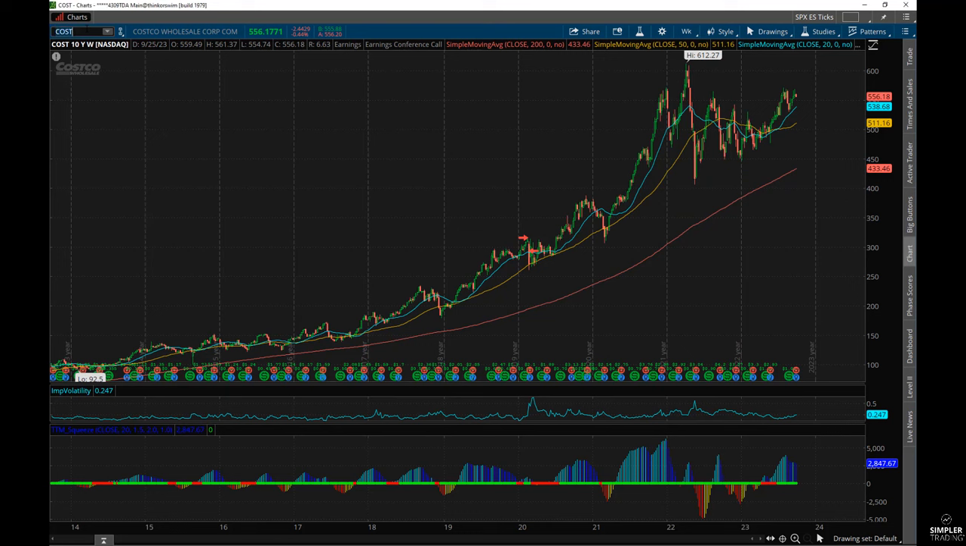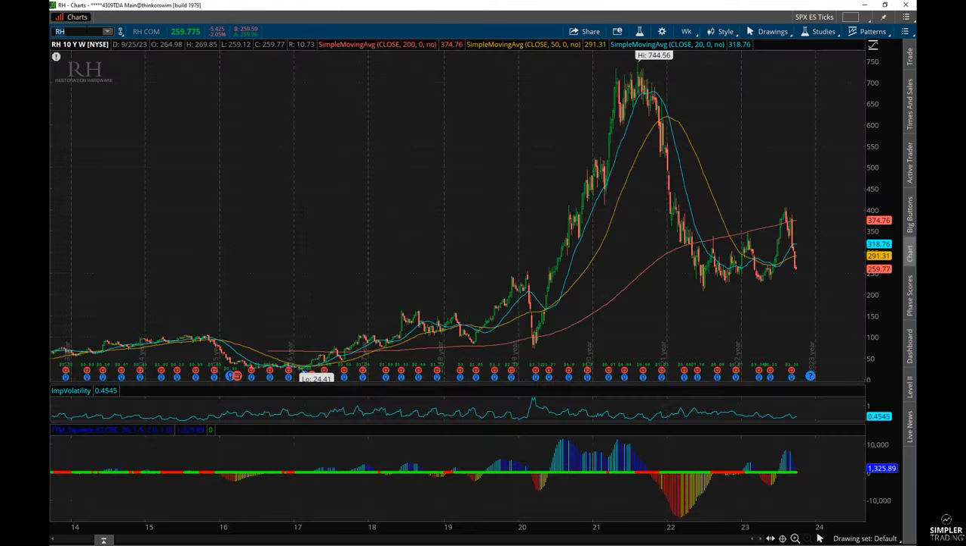Versus, let's see, trying to think. I can't even think of one. I don't know, Restoration Hardware. Yeah, there you go. So you bought this 10 years ago and you had a great ride up here. And then for 5 years, you made a lot of money and then you lost a lot of money.